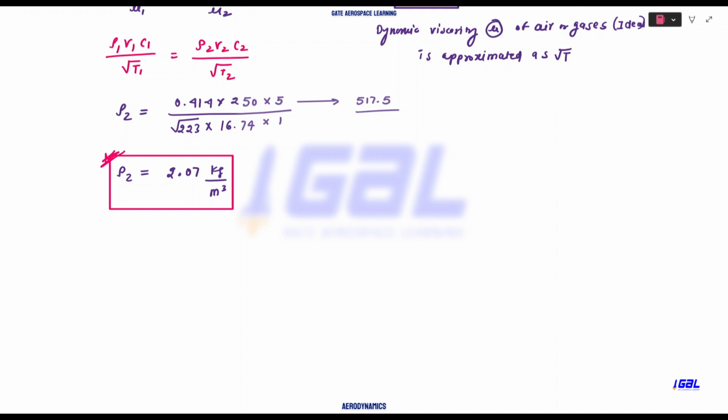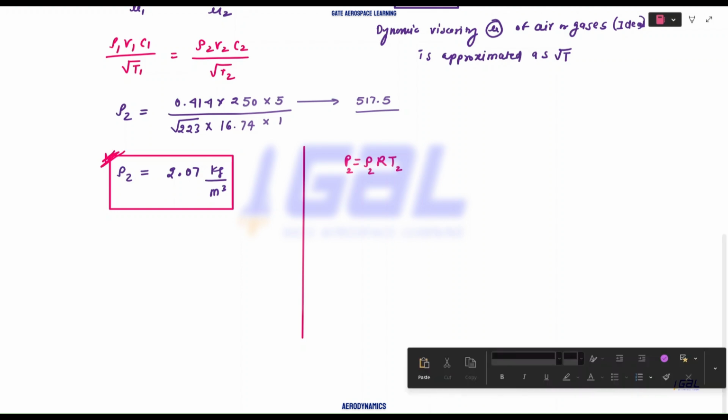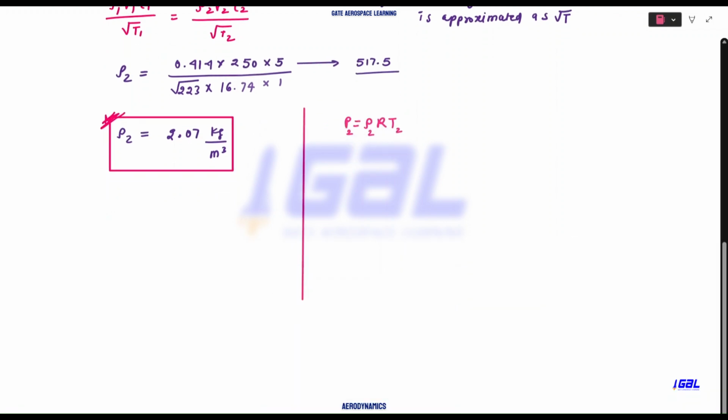Okay, so now we got the rho 2 value, which is 2.07 kg per meter cube. Now we'll use the equation of state, which is P equals rho RT, and for the scale down model I can write rho 2, P2, rho 2 and T2. So from here I can simply calculate the T2 because I already have the P2 provided, which is 1 atm, I know rho 2, I know R, which for air we can write as 287. Then this temperature we can simply calculate.